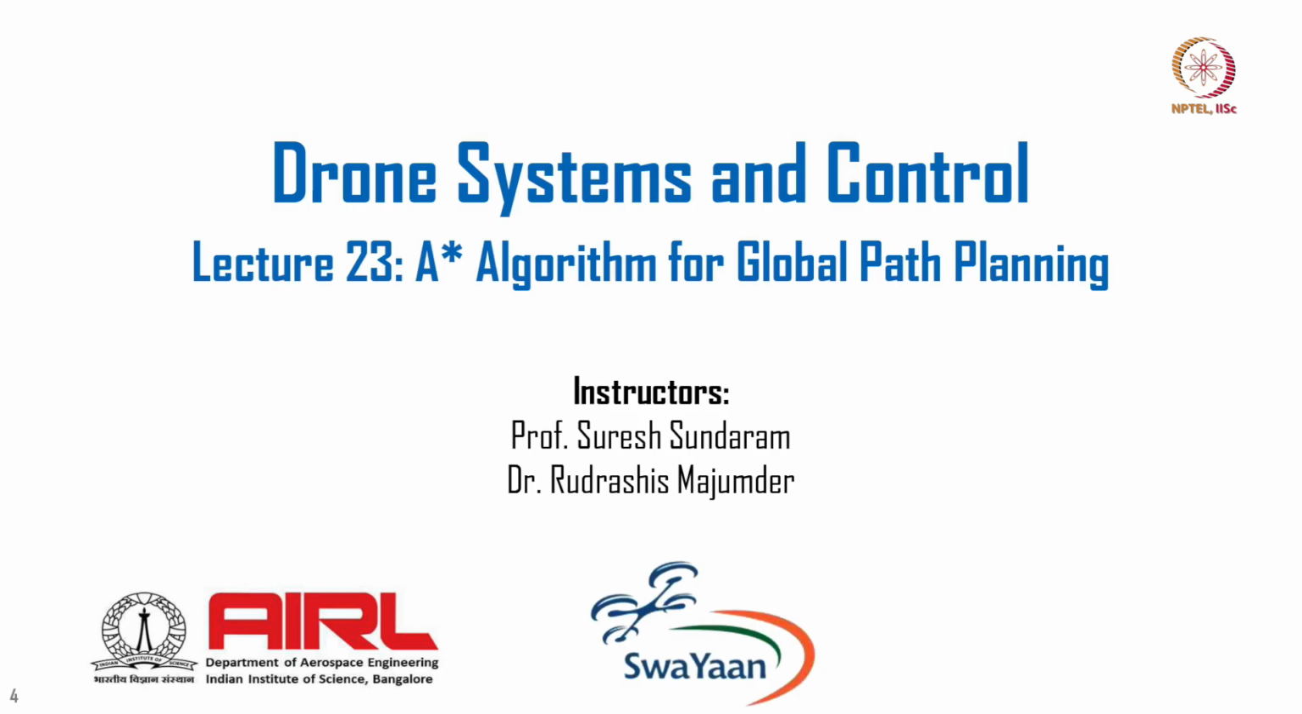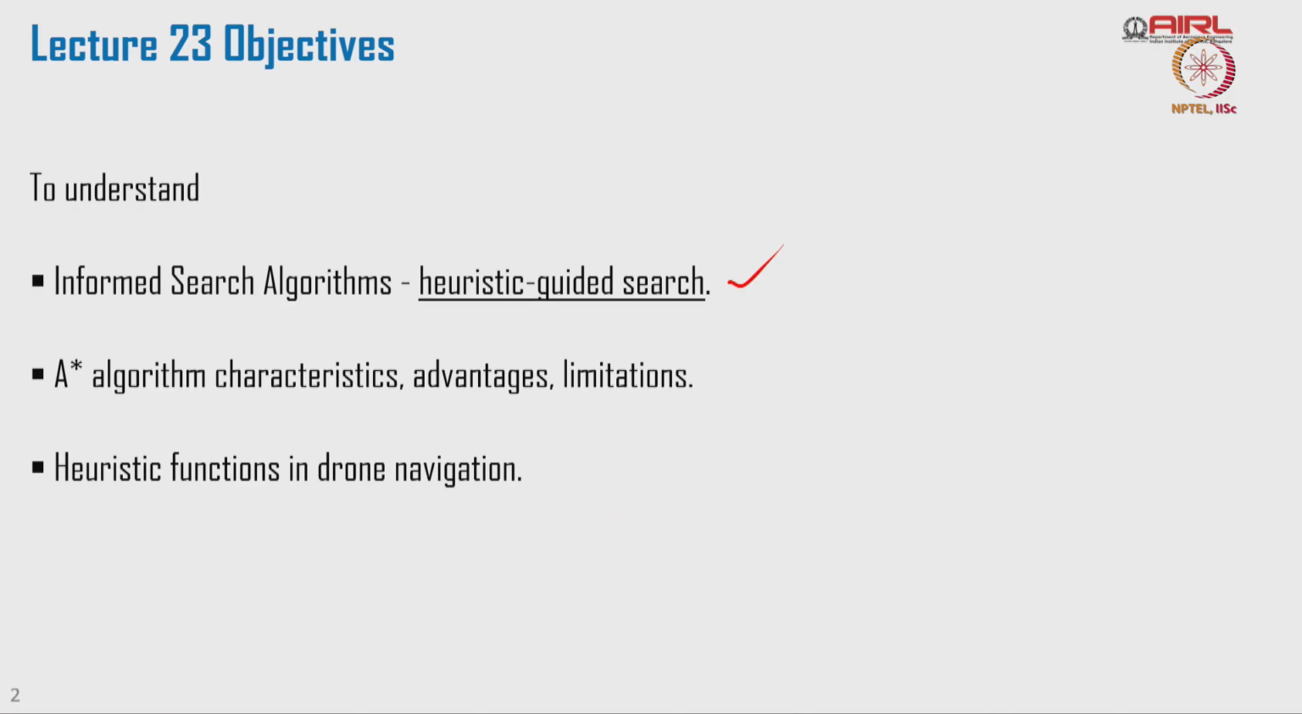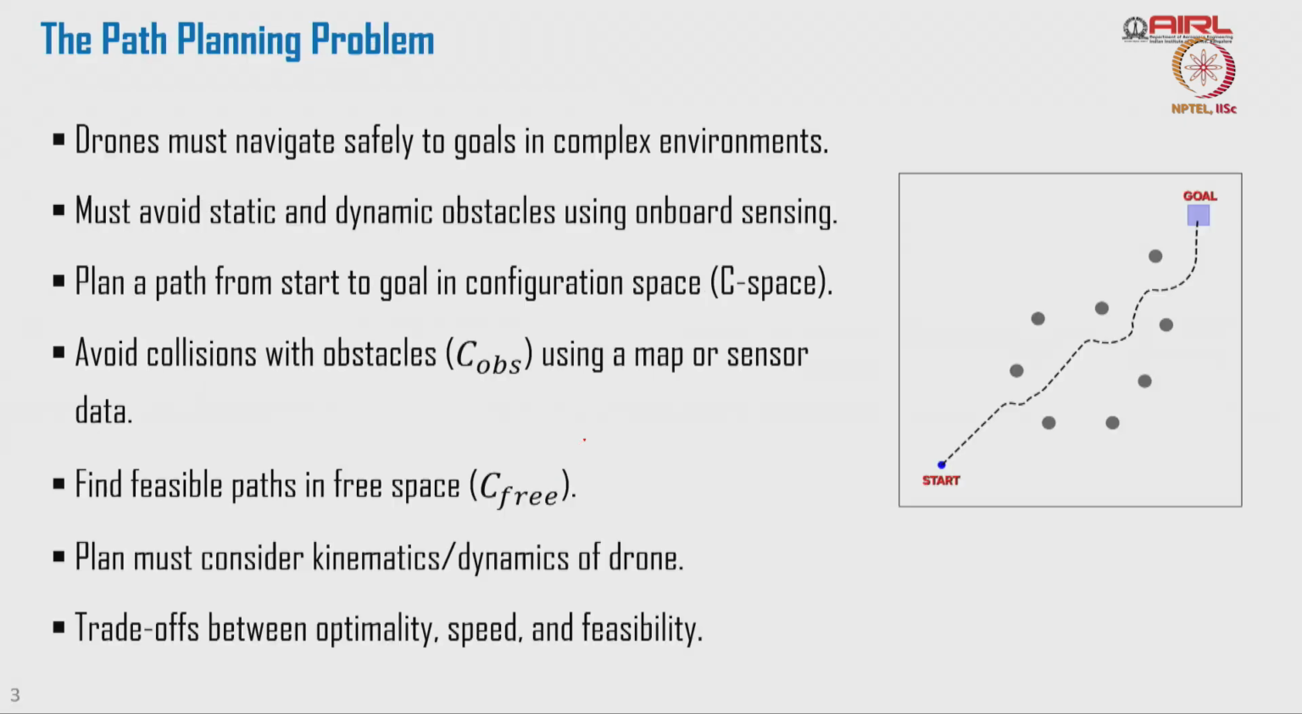It is better because it is called an informed search algorithm, which is a heuristic guided search. It will be clear in the lecture. We talk about A-star algorithm characteristics, advantages and limitations, and then we tell what can be the heuristic functions in drone navigation. Finally, we will end the lecture with one example.